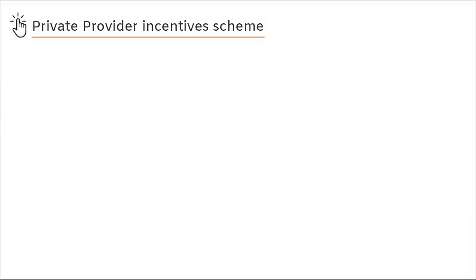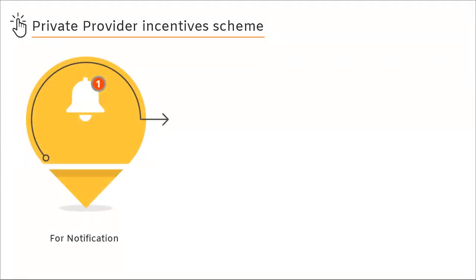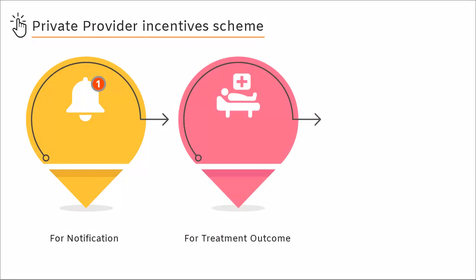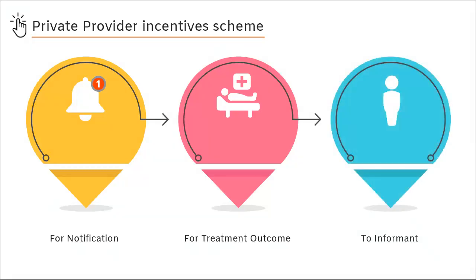Incentive of Rs 500 will be provided for notification to private providers, which can be qualified practitioner, hospital or clinic, laboratory, pharmacist. Incentive of Rs 500 will be provided for the treatment outcome update to the qualified practitioner, hospital or clinic. Rs 500 is provided to informant, can be any person, for referral of a presumptive TB case to a public sector health facility and on positive test result.